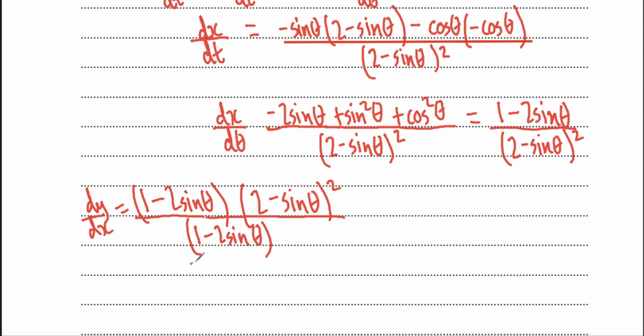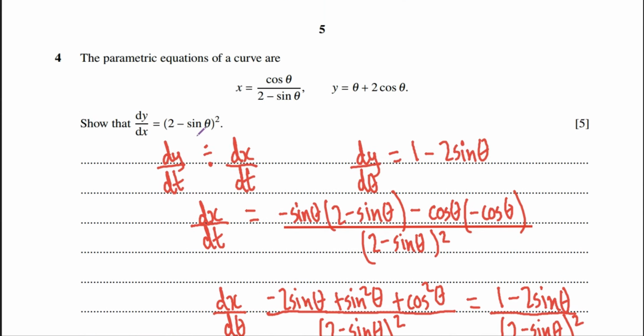We can see now you have 1 minus 2 sine theta in the denominator and the numerator, so you just cancel out. So you're left with dy by dx is equal to (2 minus sine theta) all squared. So you can see you end up getting the correct answer. That's what you had to show.